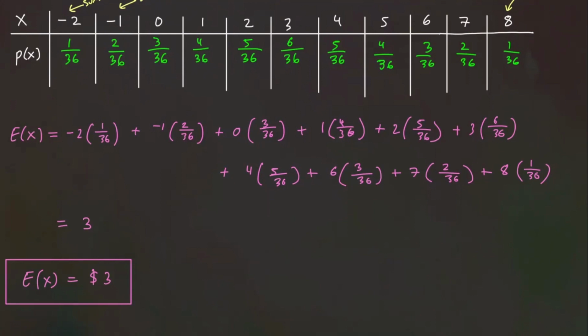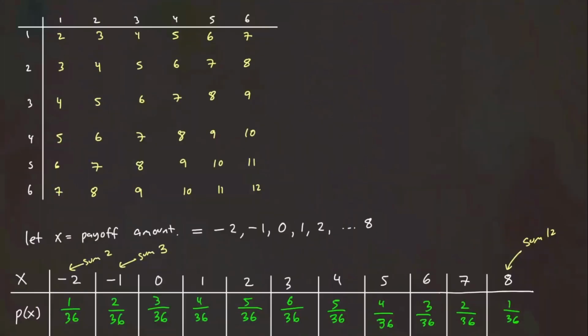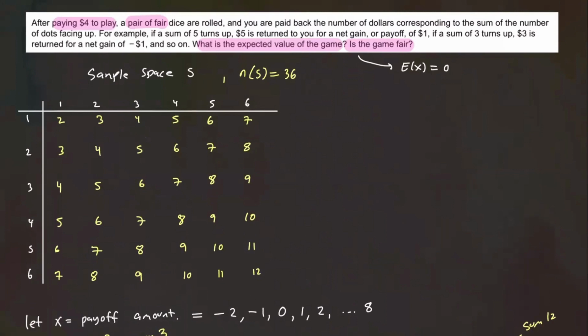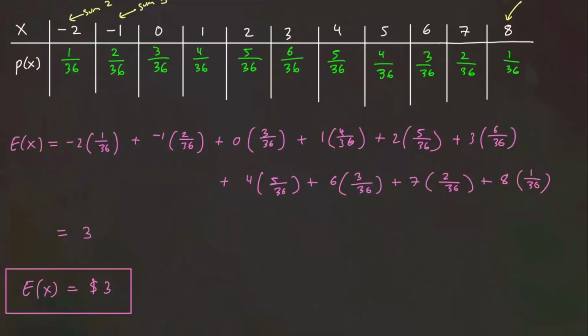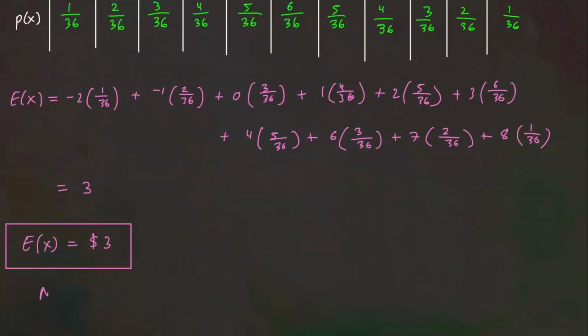I hope this makes sense. Then the next part is to determine whether it's a fair game. Well, for a game to be fair, we want the expected value to be 0. Since we got a 3, we know that this is not a fair game. So we'll call it not a fair game, since the expected value of X didn't equal 0.